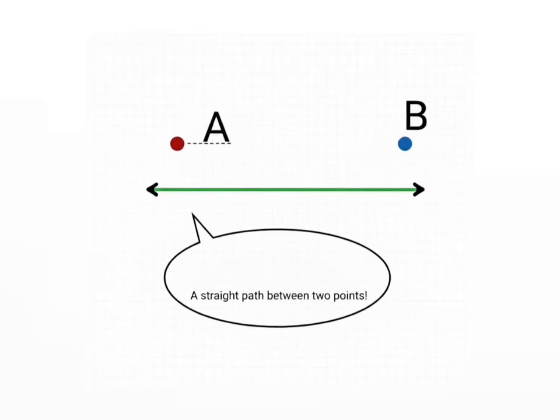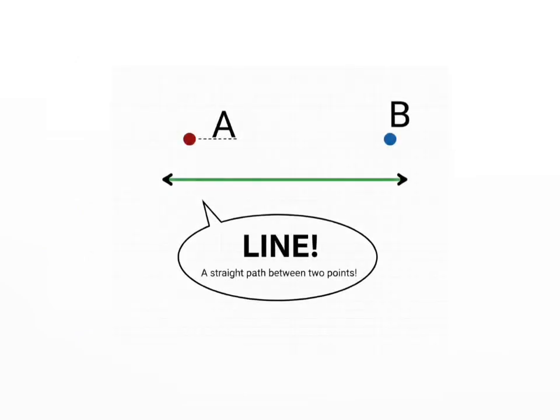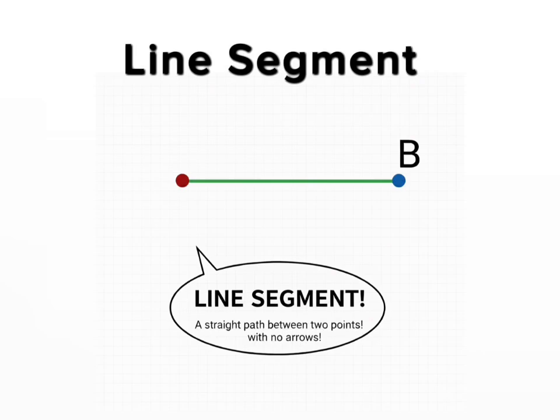Okay. Now here you can see there are 2 points, point A and point B. A straight path between 2 points is called a line. And you can see here we have arrows on both ends, and if you don't have these arrows, it is called a line segment. Here we don't have arrows on both ends, but it is also a straight path. So this is called a line segment. It can be the same. From point A to point B, you can guide someone. It is a path, it is a road.